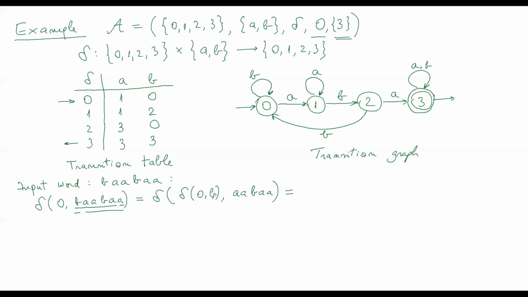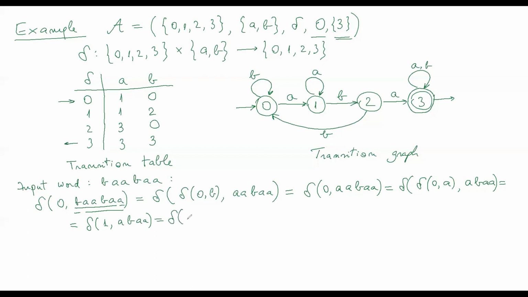So delta of 0 and B, that's 0 from the transition table. So that's going to be delta of 0 and the remaining of this word, ABAA. And in the same way, I now do a computation from this state with the next letter, A. And then the result will have to take me further with the remaining of the word, so ABAA. And again, I check delta of 0 and A. That's 1. So now I have to do a computation starting from state 1 with this word ABAA.